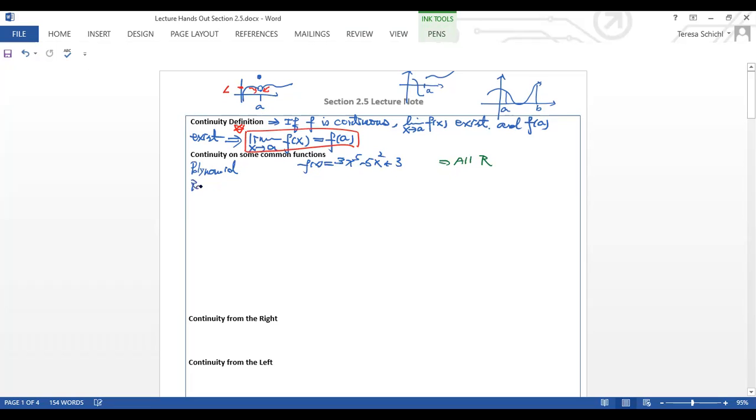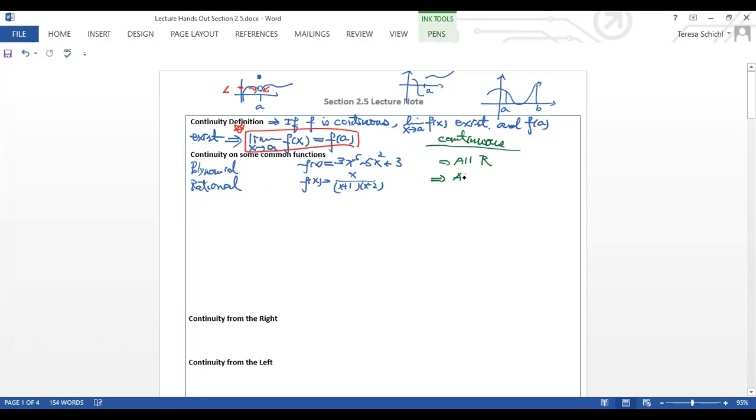Now let's take a look at rational functions, which are the ones with fractions. For example, f of x is equal to a fraction with x plus 1 and x minus 2 in the denominator. We know these functions cannot have x equal to -1 and cannot have x equal to positive 2. So for a rational function, this is where it is continuous.